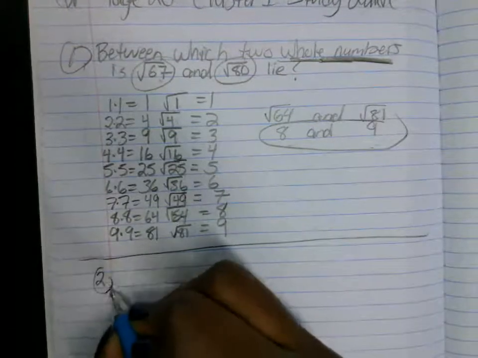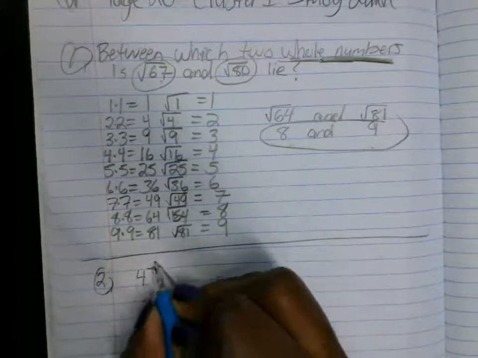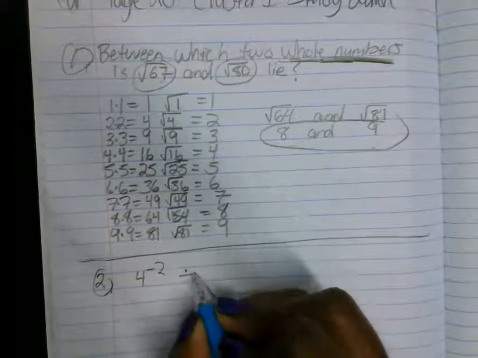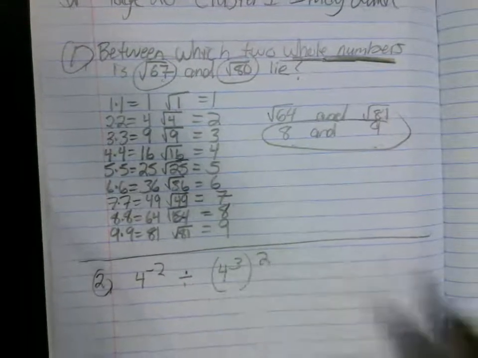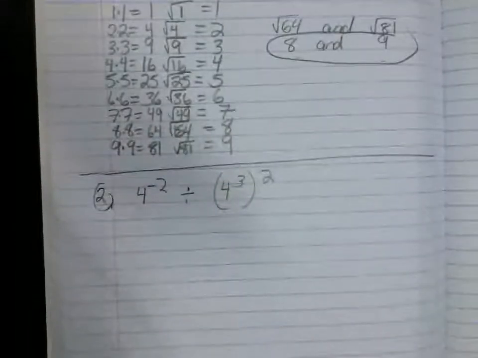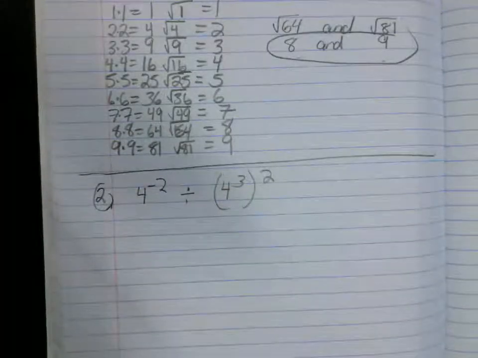All right, number 2. 4 to the negative 2 power divided by 4 to the third power, raised to the second. You will have a problem that looks similar to this. Please write it, and I'm going to show you how you need to solve this problem.